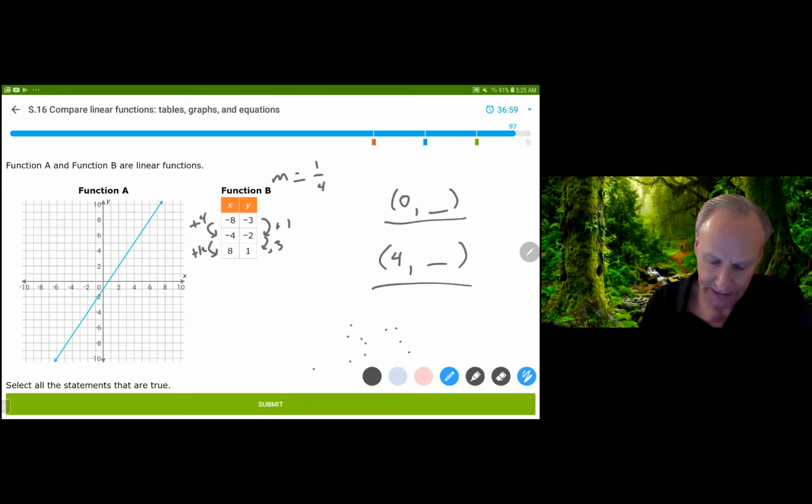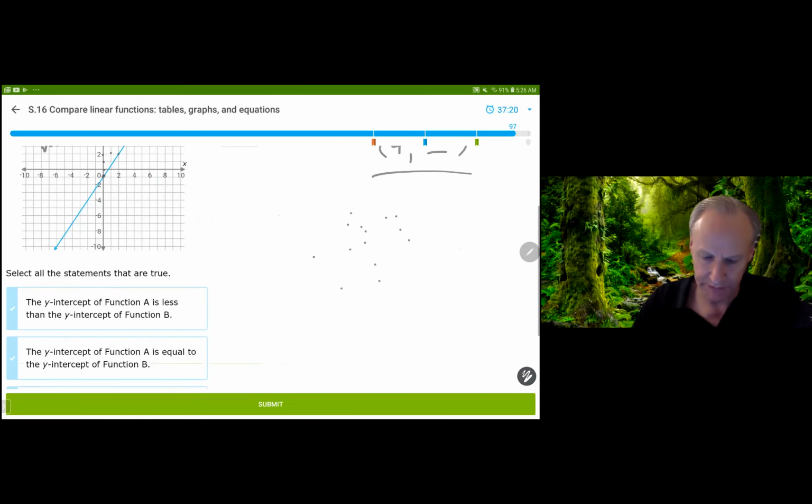The slope of function a is up 1, 2, 3 over 2. So the slope of function a is 3 over 2. Clearly, function a has a much larger slope than function b. So that's our first, we've done the first part. So let's take a look and see which one it is.